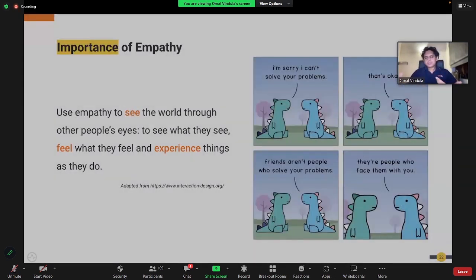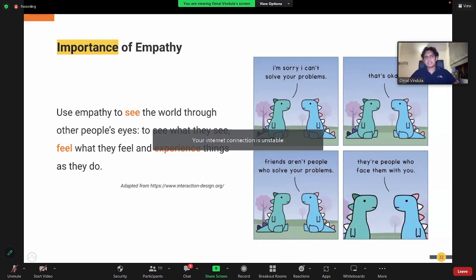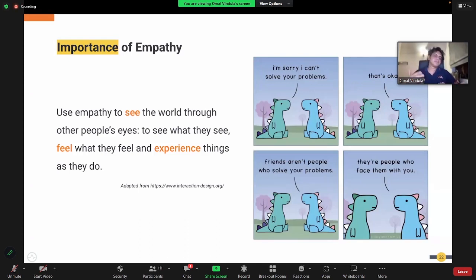So why do we need empathy? We have an idea in mind, we can just go ahead and implement it, right? Empathy is important because we need it to see the world from other people's perspective. If you understand how your users feel, if you can put yourself in the shoes of other users, then you can design and develop things that are relatable to them.